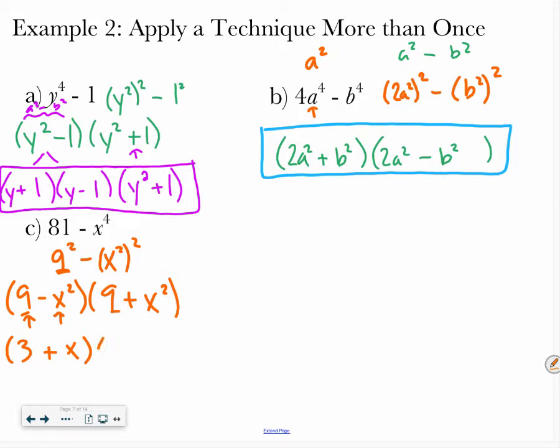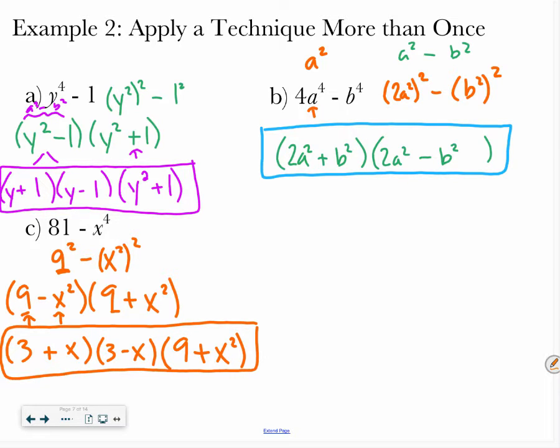So I'm going to have 3 plus x, I'm going to have 3 minus x, and then I have my 9 plus x squared. But since that's a plus, I can't do anything else to it. So I'm going to circle that as my final answer. Okay, so if you ever have something that is written in this form, it needs to be simplified down further. Okay?